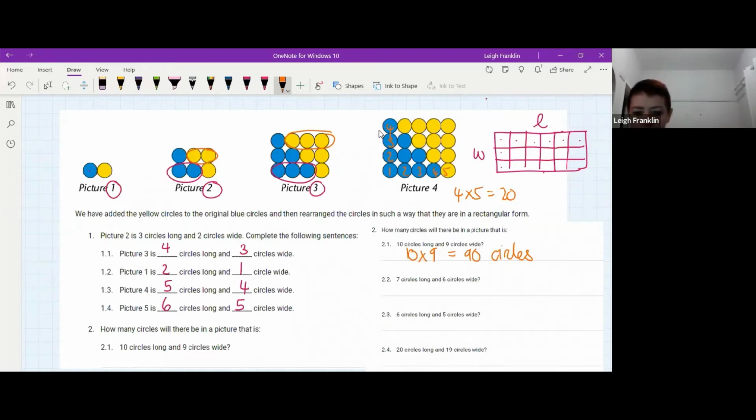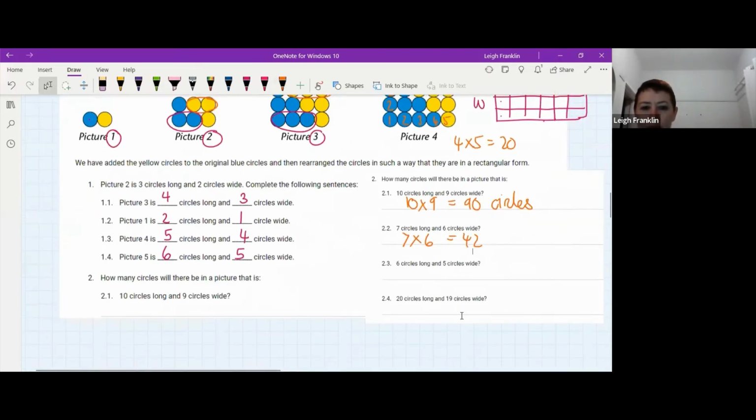Tabani, you said you wanted to do 2.2? Yes, ma'am. Okay, go for it. Would it be 42? It would be 42, quite right. Okay, so 7 times 6 would give us 42. Okay, Devin, why don't you do 2.3? Ma'am, it would be 30. It would be 30 because you would have said 6 by 5 to give us 30 circles.